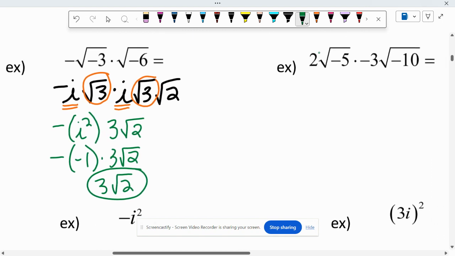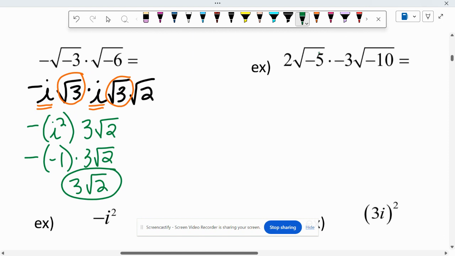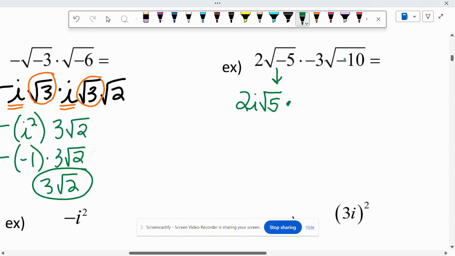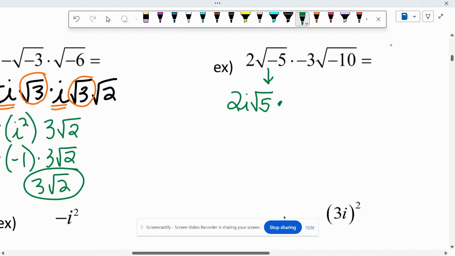So 2 times the square root of negative 5. What's that going to look like? How can I simplify this? 2i times the square root of 5. That's perfect, Parker. Okay. What about this next one? Negative 3 times the square root of negative 10. What's that going to look like, Rose? Square root of 10. Okay.